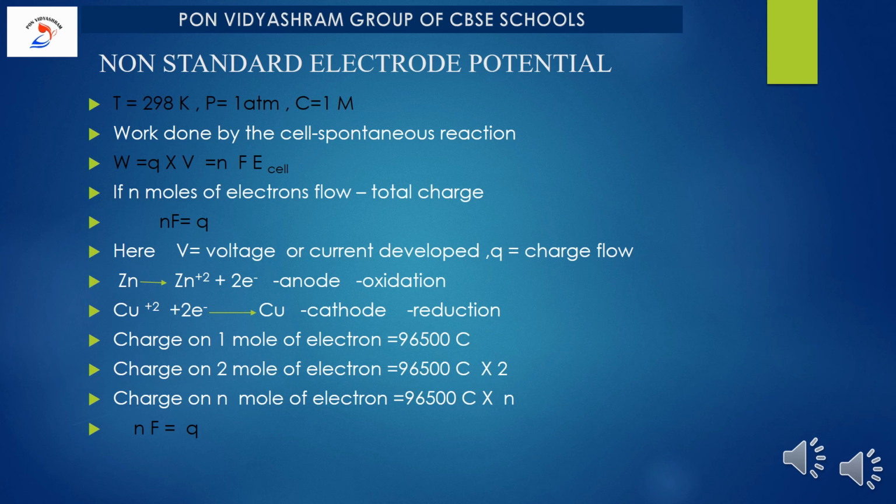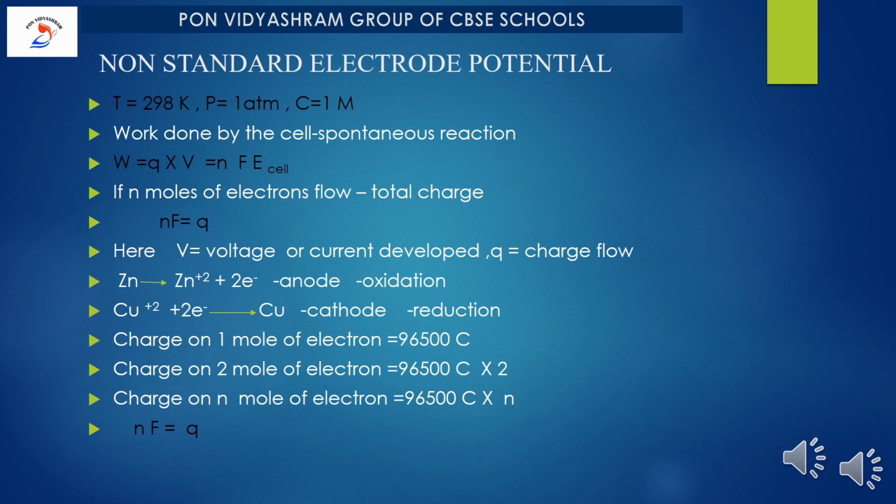So, under stoichiometry, 1 mole of Cu2+ gains 2 moles of electrons and produces 1 mole of copper. Once again, let me repeat, 1 mole of Cu2+ gains 2 moles of electrons and produces 1 mole of copper. Remember, the charge on 1 mole of electrons is how much? 96500 coulomb. So, 2 moles will be 2 into 96500 coulomb. Suppose it is n moles of electrons, the general form, as you see in the slide, will be 96500 C into n. So, overall we can write the equation as nF is equal to Q.